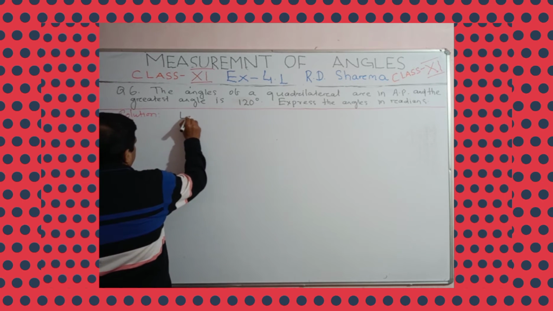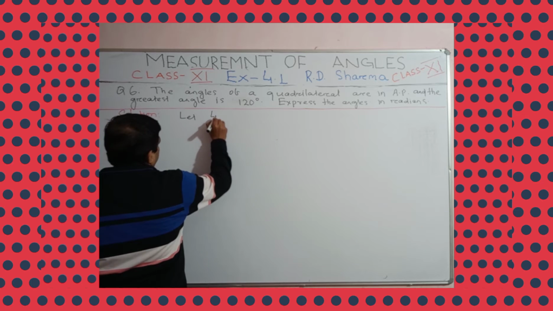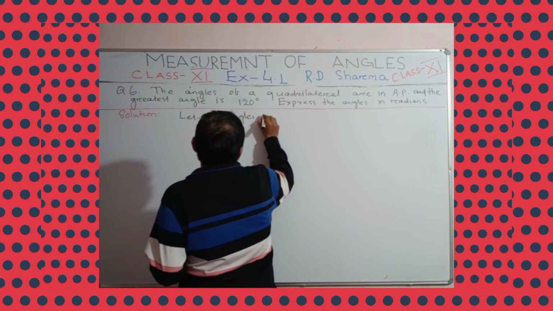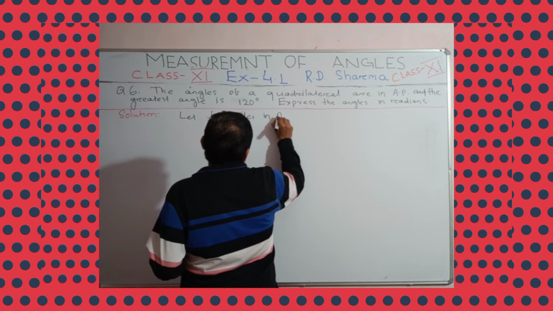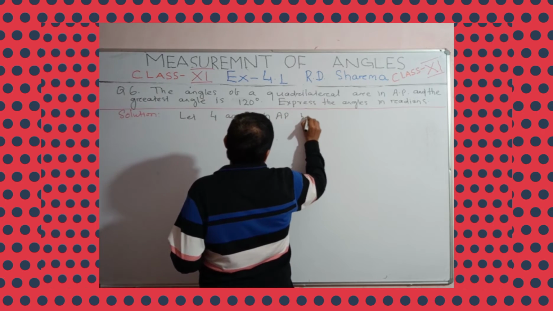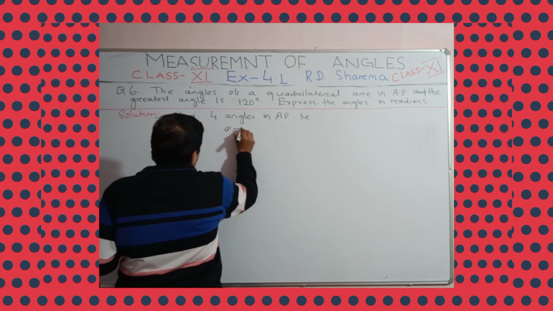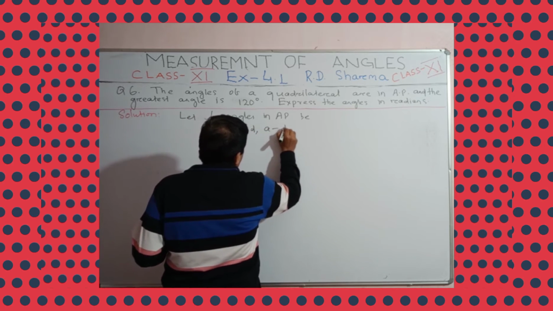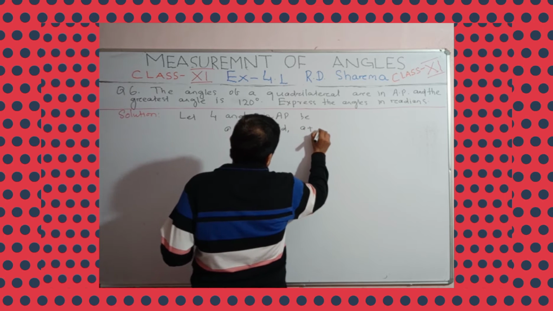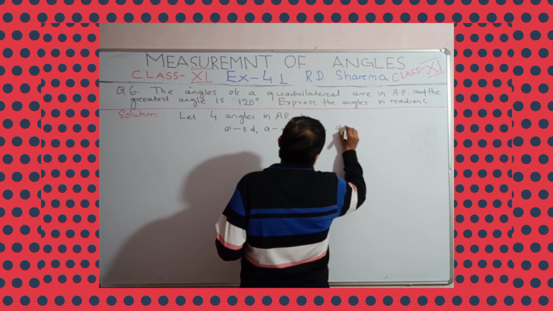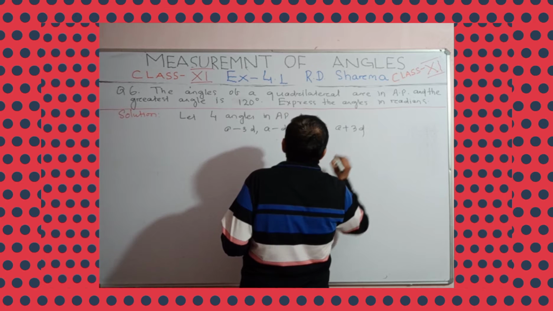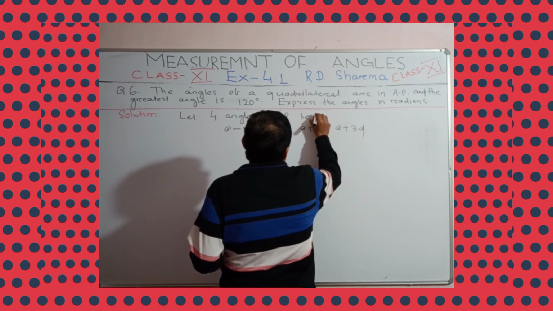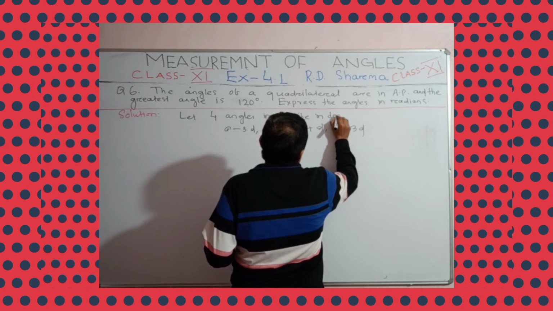Here the four angles of a quadrilateral are in AP. Let the four angles of the quadrilateral in AP be A minus 3D, A minus D, A plus D, and A plus 3D. Let these angles be in degrees.